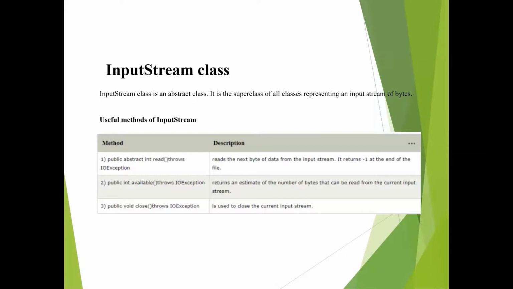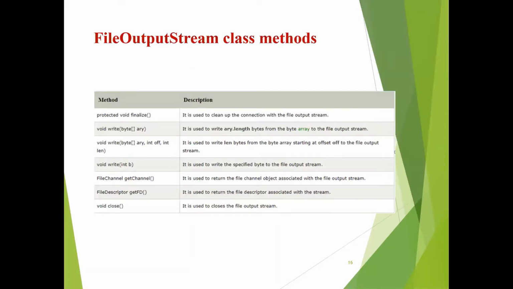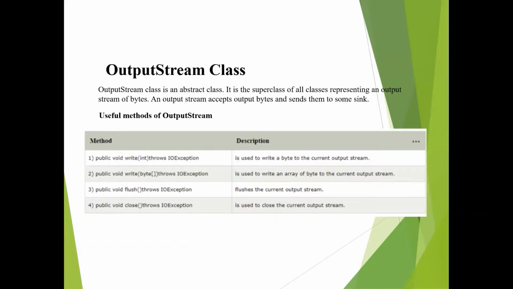But in spite of using all the nine methods, we have only three main methods to use. First is read, second is available, and third is close. Okay, so the same as for the InputStream class, for the OutputStream class we have five to six main methods. The first is, suppose, how can I remember these methods.